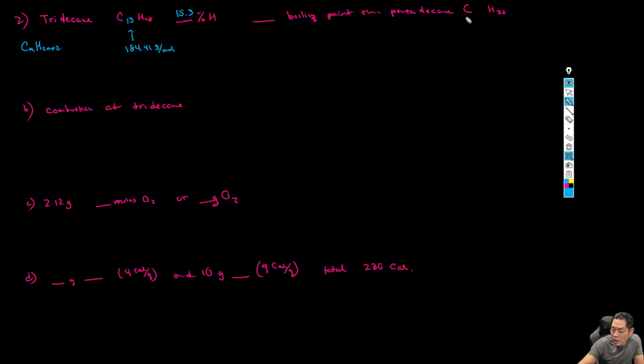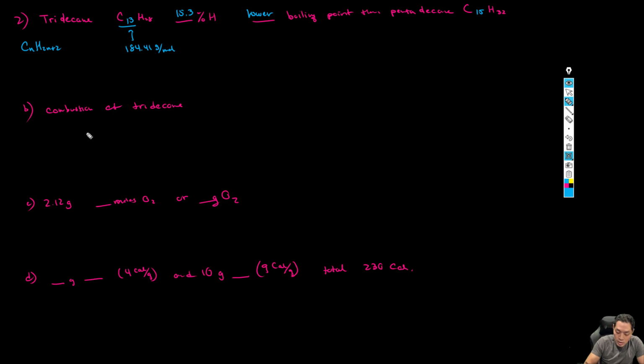The boiling point of pentadecane, so this one's C something H32. Remember, minus 2 divided by 2 will give me 15. So this one has a higher amount of carbons. The more carbons, the higher the boiling point. So tridecane, since it has fewer carbons, is going to have a lower boiling point than C15. So C15 has the higher boiling point and tridecane has the lower one. So that will be 2.